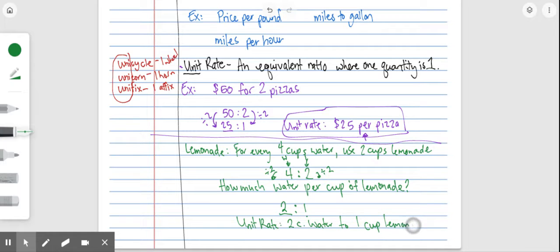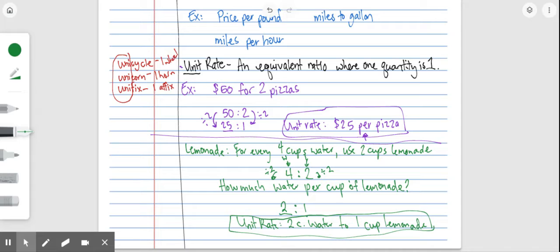lemonade. Okay. So in the first example, I wrote per pizza. This one I did to 1 cup of lemonade. You can write it either way. I could have written 2 cups of water per cup of lemonade. That would have been totally fine because it would have made sense in the example of the story.